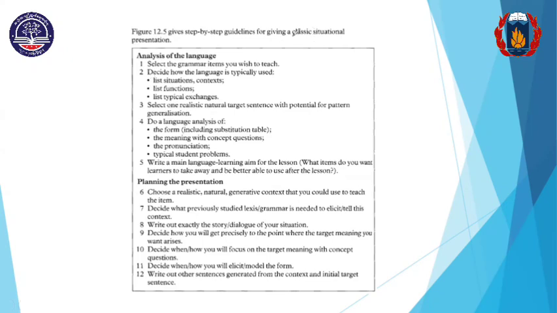So in this slide, we will discuss the classic situational presentation. So how can the teacher do the classic situational presentation step by step? Firstly, analysis of the language. The teacher needs to select the grammar items and decide how the language is typically used: situation, or list function, or list typical exchanges.